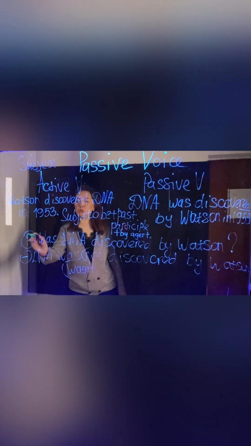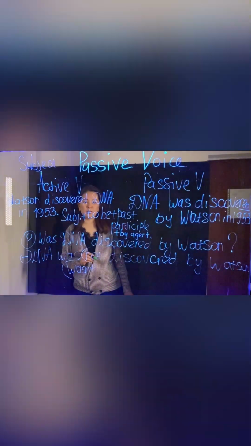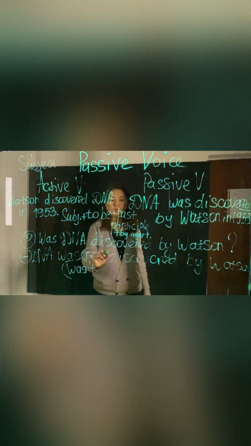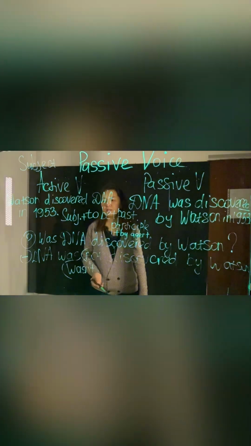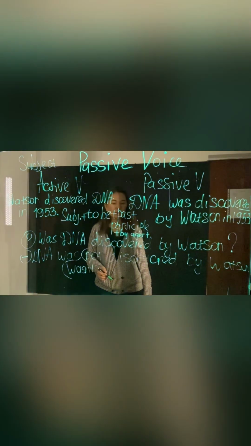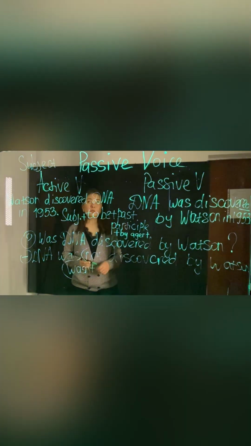You see? And then the next one is question form. When we use question form, the auxiliary verb was is in the first place. So you see: was DNA discovered by Watson? So was plus subject plus past participle plus by Watson, it is like by agent. What about negative sentence? Subject plus auxiliary verb plus particle not and past participle. It was passive voice in past simple.